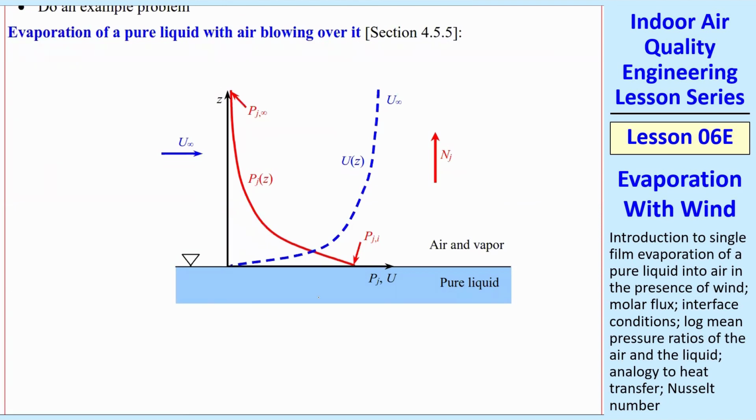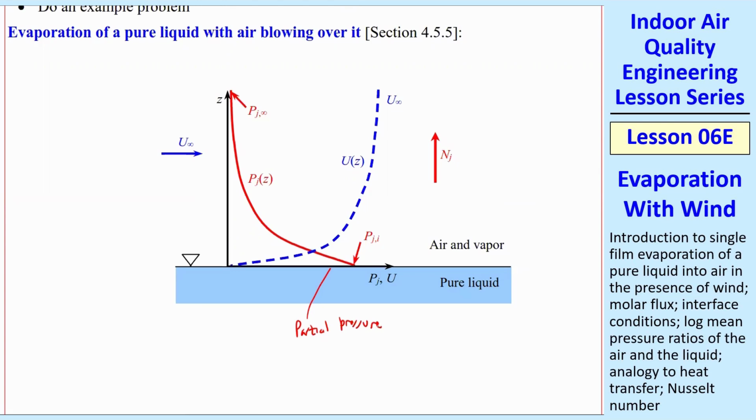In the red curve, we have the partial pressure of the liquid, which is a VOC, something that's volatile. By the way, you can also use this for water to predict how much water is evaporating from a lake or something like that. But in this course, we're using it for VOCs, volatile organic compounds.